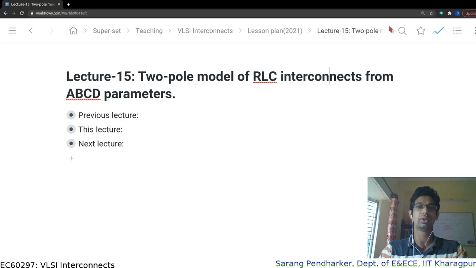Good morning everyone. Welcome to the 15th lecture of the VLSI interconnects course. Today we will be discussing how to get the two-pole transfer function of an RLC interconnect from the ABCD parameters.